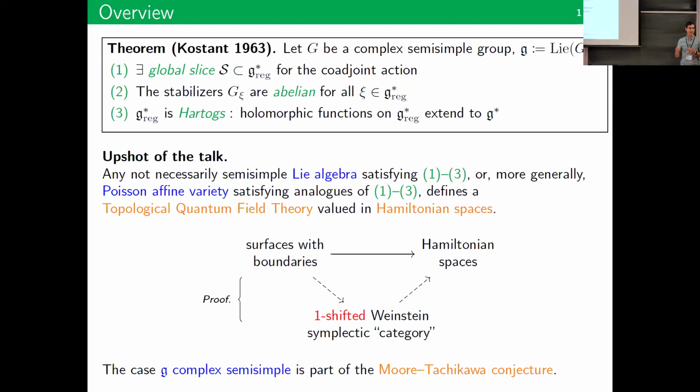You know, the Weinstein symplectic category is the category whose objects are symplectic manifolds and whose morphisms are Lagrangian correspondences between them, which generalizes symplectomorphisms when you take the graph, but it's more general. And we have a one-shifted version of that, which is the intermediate step that explains this association. Okay, I will explain that.